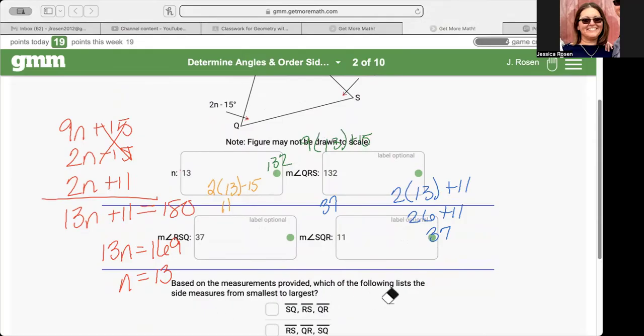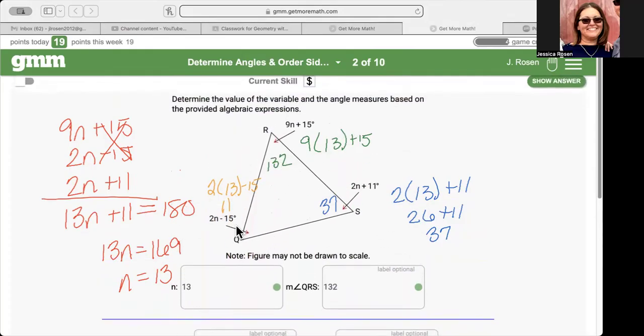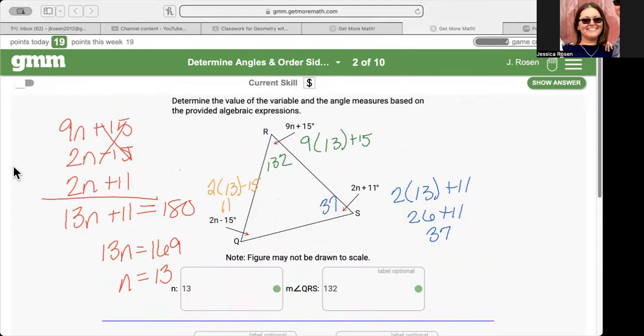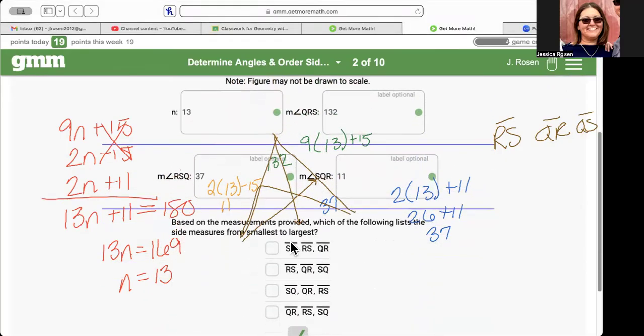It says based on the measures provided, following list side measures from smallest to largest. So we want to go smallest to largest side measures. So in that case, let's see, smallest to largest, 11 was my smallest. So opposite of that is going to be RS. And then 37 is my next smallest. That's going to be QR. Or we can flip those around. And then the largest was 132. That's going to get me QS or SQ. And let's see what one it has. So RS was first, then QR, then SQ. There we go.